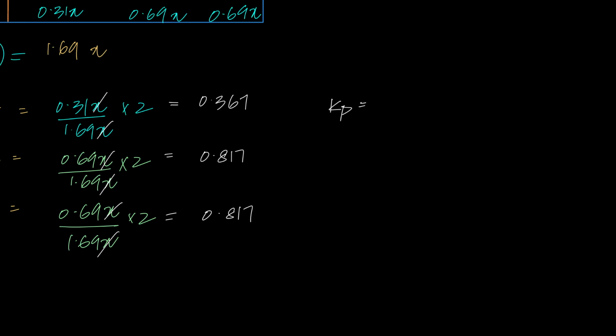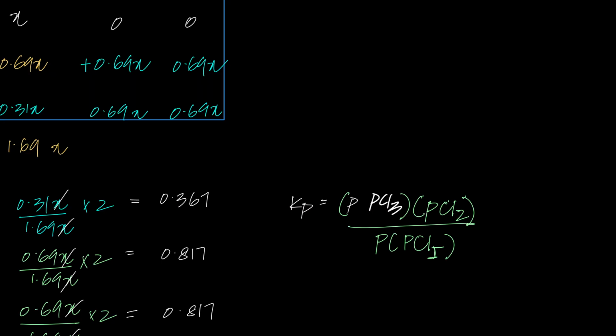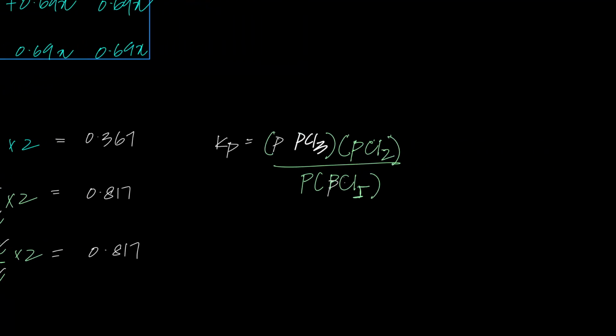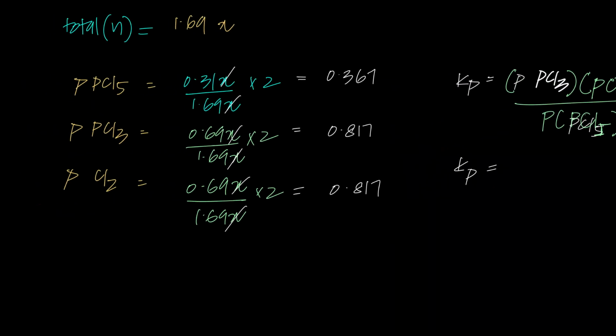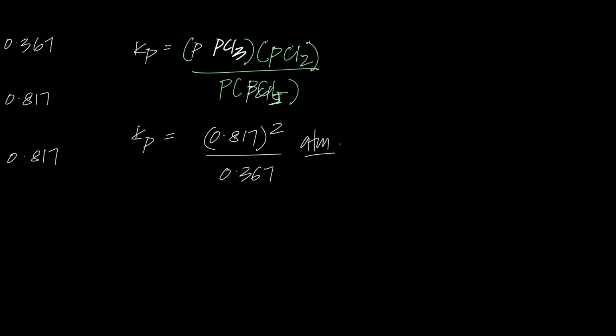Now let's calculate Kp. Kp is equal to the partial pressure of PCl3 times the partial pressure of Cl2 divided by the partial pressure of PCl5, and they're all raised to the power 1. So Kp equals 0.817 multiplied by 0.817 divided by 0.367. What's the unit? The unit is atm, because atm squared divided by atm, so you get atm left. Whatever you get, that's the answer.